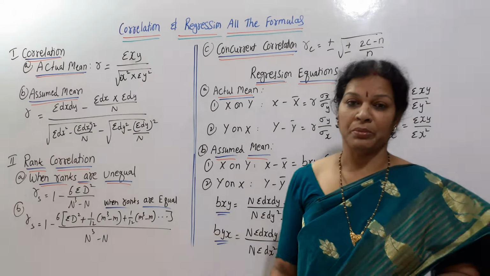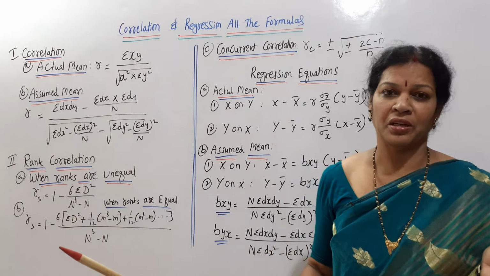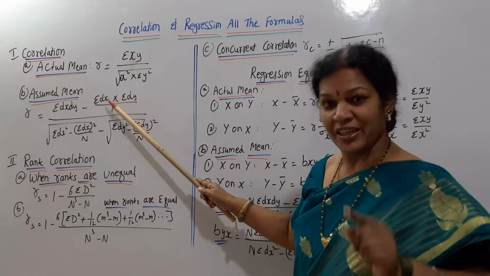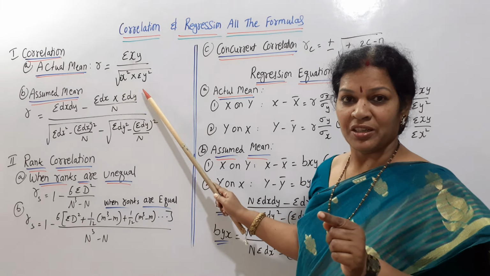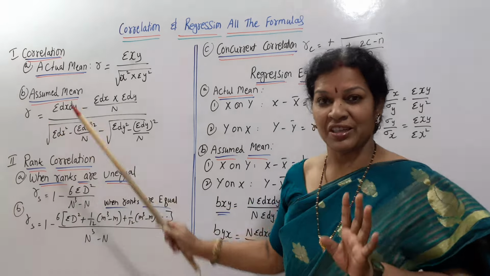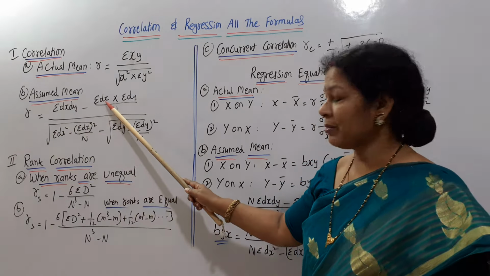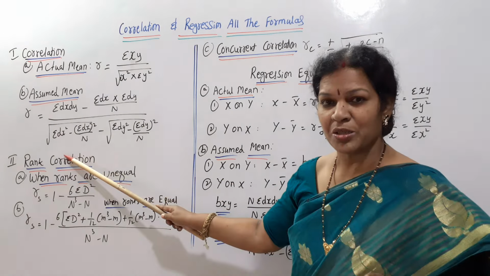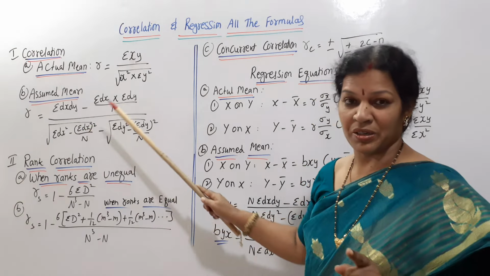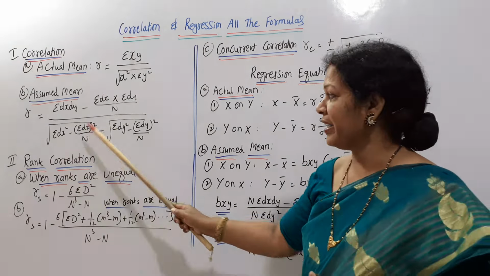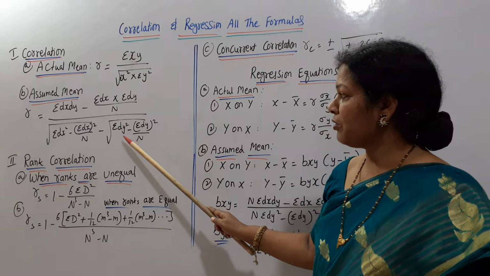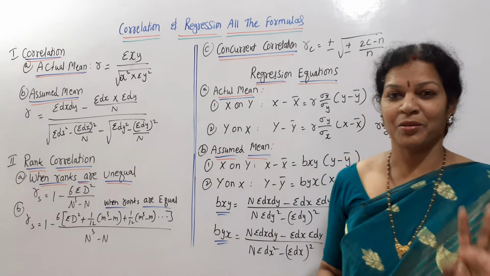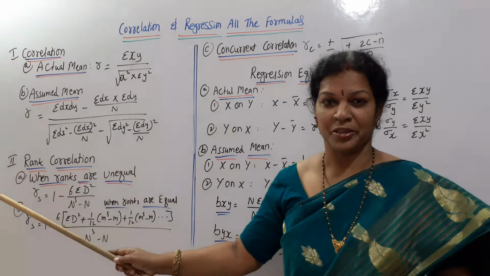Now coming to the assumed mean method, the formula is big, but if you understand the logic you will be able to remember it. What is the formula? r is equal to sigma dx into dy minus sigma dx into sigma dy, means total of dx and total of dy. So this is the multiplication of dx and dy. Sigma dx dy minus sigma dx into sigma dy by n, everything is divided by root of sigma dx square minus sigma dx whole square by n, the whole square is only for dx. In the same fashion, root of sigma dy square minus sigma dy whole square by n. If you understand the logic, there is nothing tough. So this is the assumed mean method.